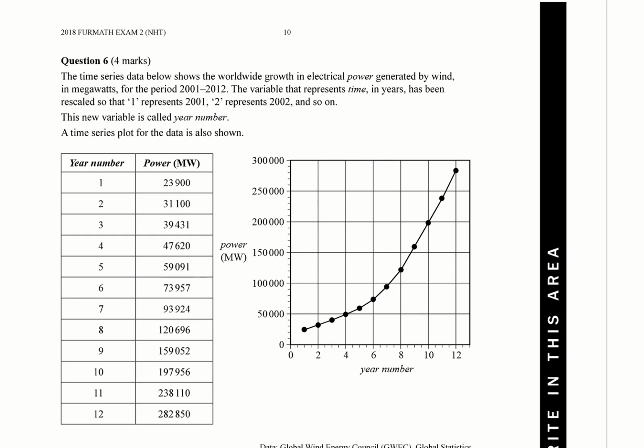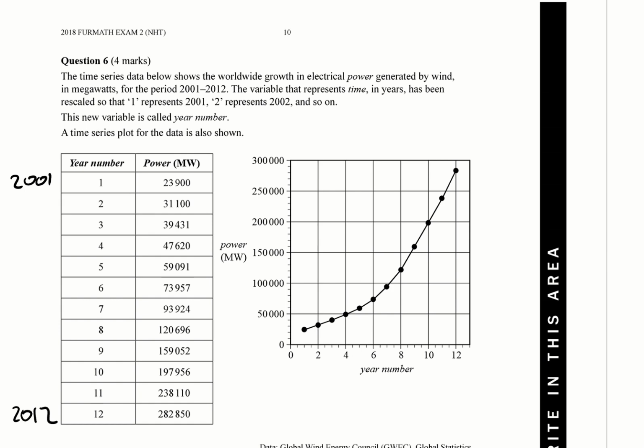So here we're looking at question 6 of exam 2 from the NHT 2018 exams. Okay, so we've got time series data plotted below from 2001 to 2012. It's time, but we've scaled that. Instead of saying 2001 here, we've got 1, and down the bottom, instead of 2012, we've got 12. So in your calculator, you end up having year number, that would be 1, 2, 3, up to 12, whatever the number happens to be, and that will correspond to a particular year value.